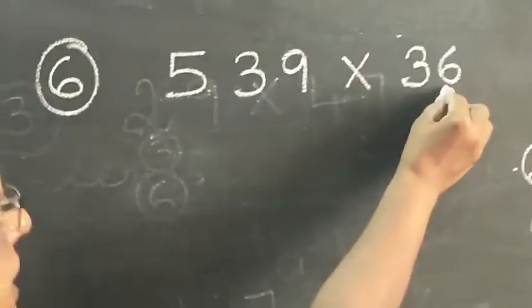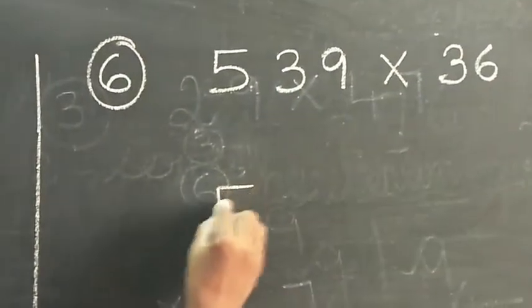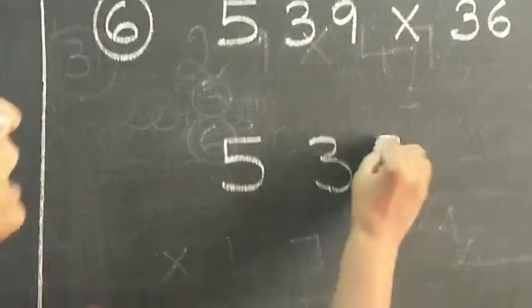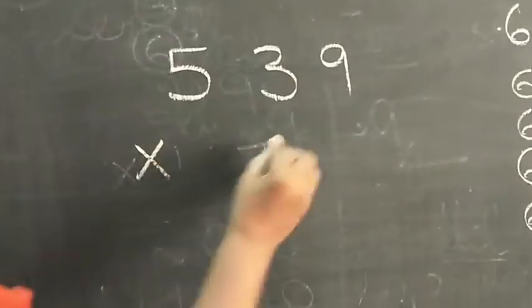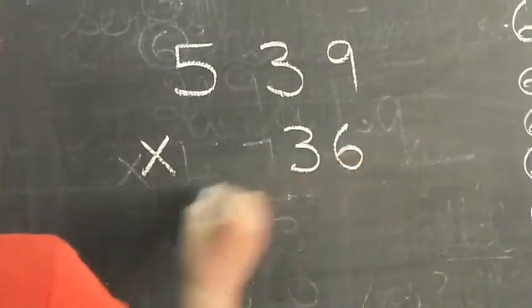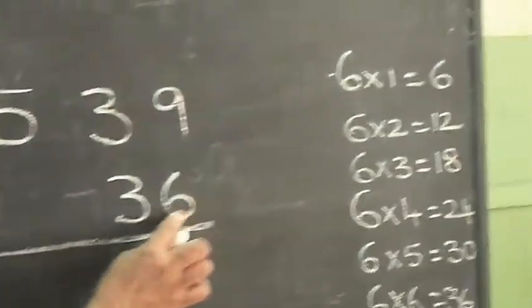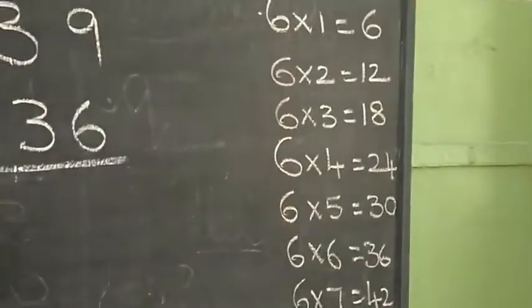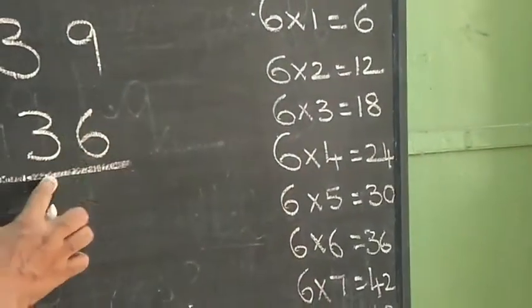539 multiplied by 36. Okay, here if you feel the 6 table is very hard, what you can do, children? You can write the 6 tables like this, and then you can do the sum.